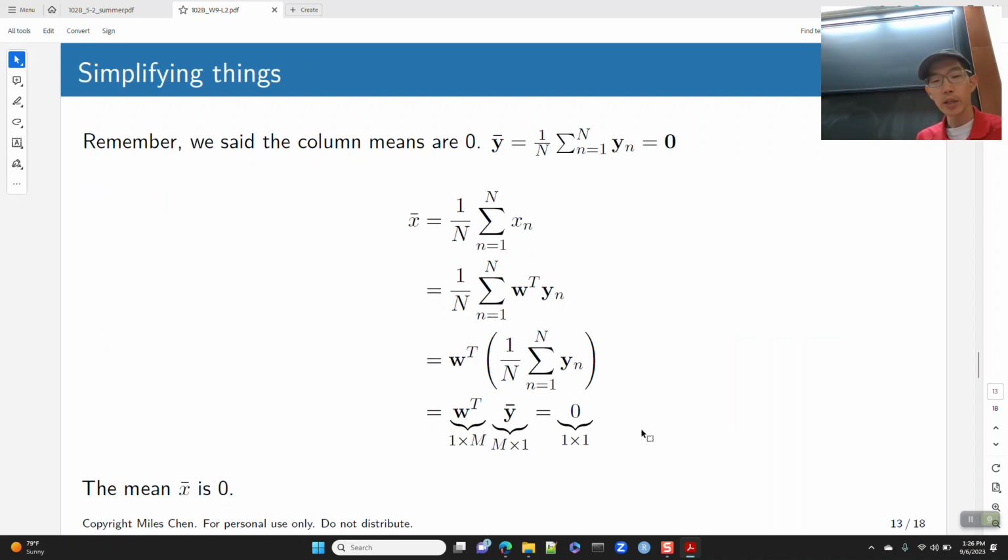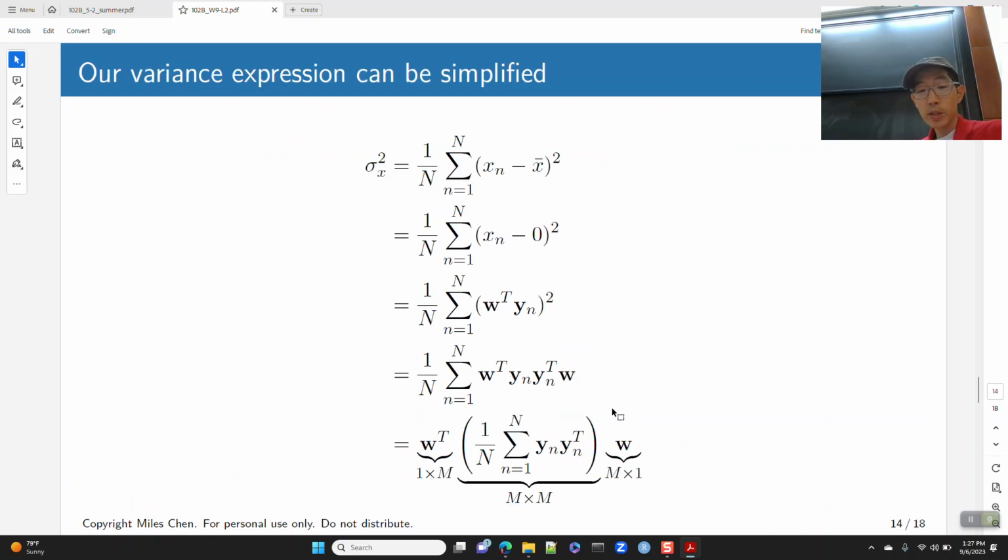And if that is the case, then we can show the mean x bar is going to be equal to 0. So the mean x bar is the sum of xn divided by n, and we know x of n is the result of doing w transpose y sub n. Because w is not affected by n, it's the same for all n values, we can pull it out, and we're going to have w transpose times the mean of y sub n. We know the mean of y sub n is 0, so we've got w transpose times 0, so we know that the mean x bar is going to be 0.